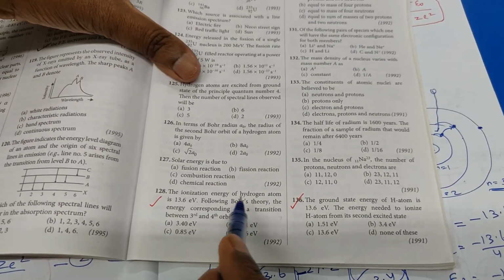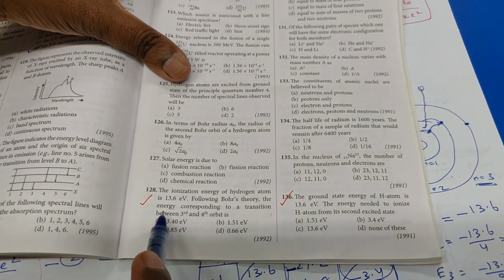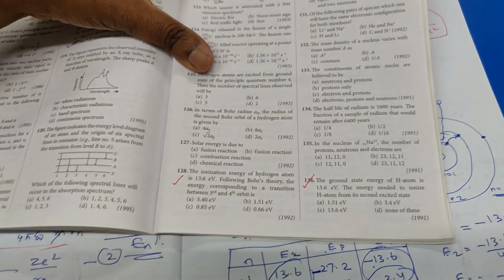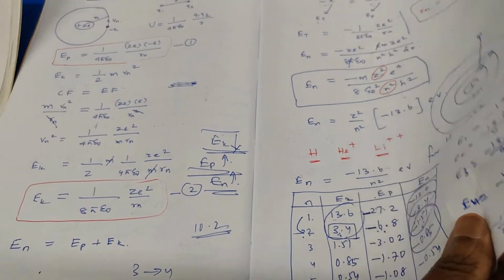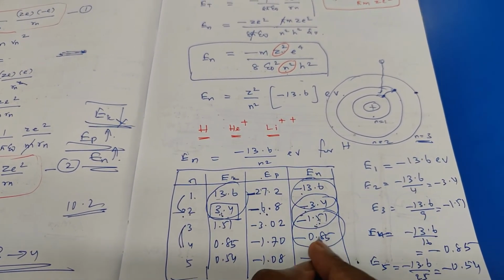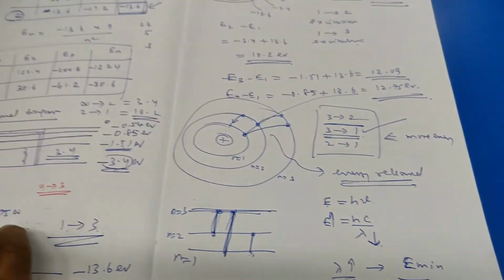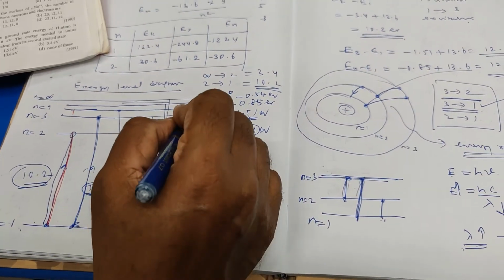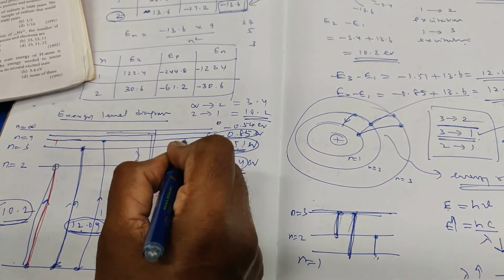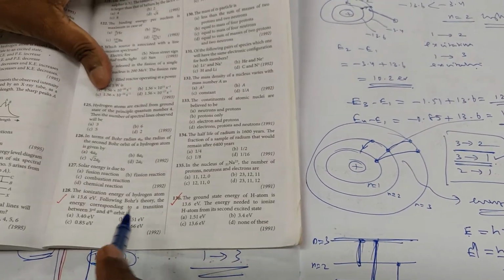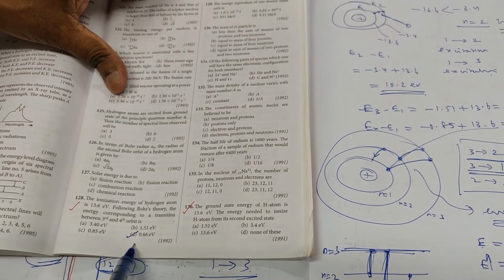Now we are going to 128. Go here. The ionization energy of hydrogen atom is 13.6. Following Bohr's theory, what is the energy corresponding to transition of 3 to 4? Okay. Come to the energy level diagram, or you can find it here also. 3 and 4, the difference in energy is 0.66. Look at this table also. 3 is minus 1.51 and 4 is minus 0.85. What is the gap between the two? 0.66. Okay, the answer is 0.66, which is in option D.